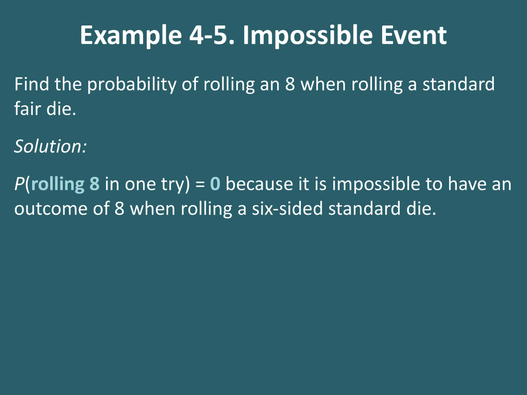So let's find the probability of rolling an 8 when rolling a standard fair 6-sided die. Pretty obvious that when you roll a 6-sided die, the probability of rolling an 8 in one try will be 0. And this is because it is impossible to have an outcome of 8 when rolling a 6-sided die.